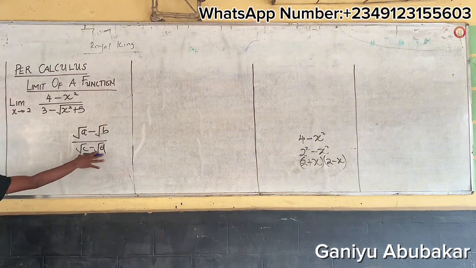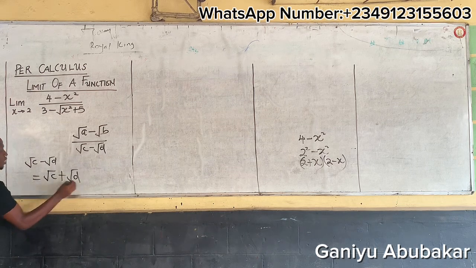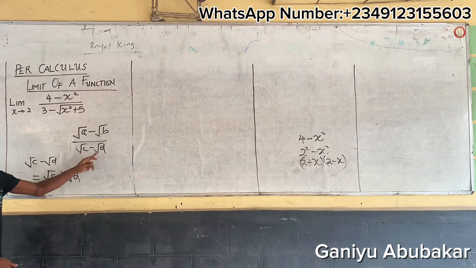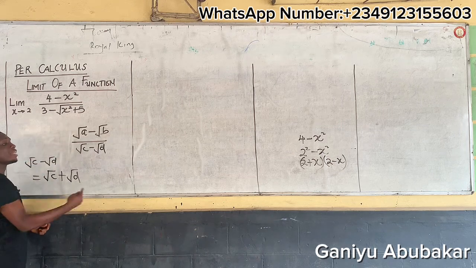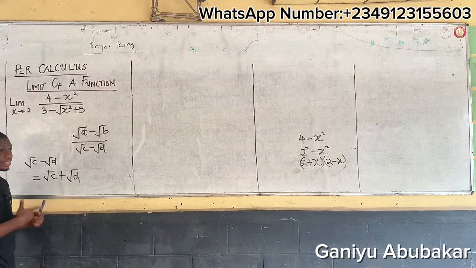For instance, my denominator here was root c minus root d, right? What's the conjugate of this? It's as easy as changing the sign. It becomes root c plus root d. Having root c minus root d, the conjugate becomes root c plus root d. So I'll multiply numerator and denominator by the conjugate of the denominator, as easy as that.